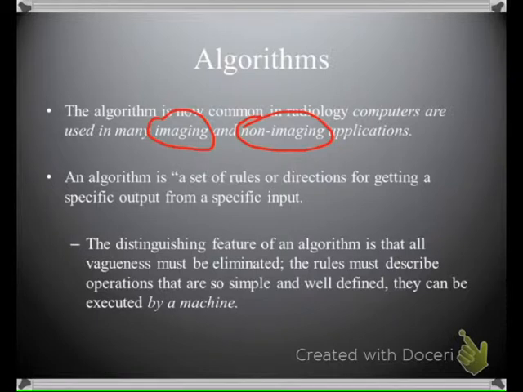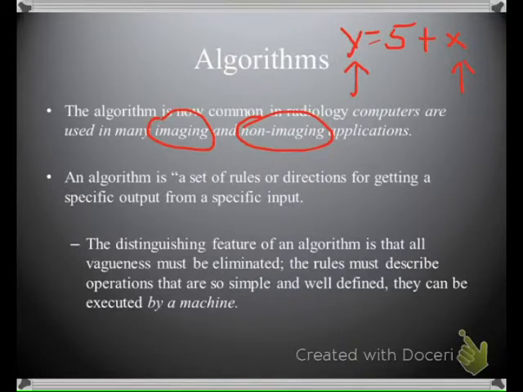And so, basically, one simplistic version of an algorithm would be y equals 5 plus x. And so you put in a specific input and you get a specific output simply by this equation. And so basically what this equation tells us is that whatever you have for x, you have to add 5 to it to get y. And so that is a set of specific rules.